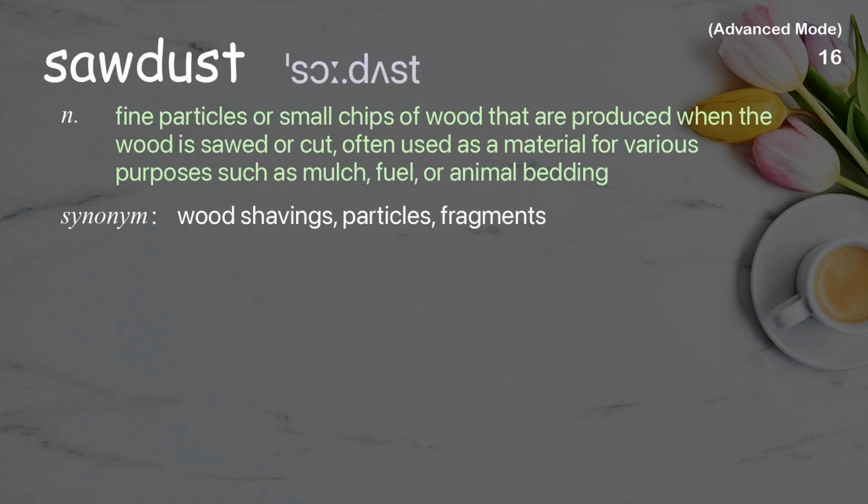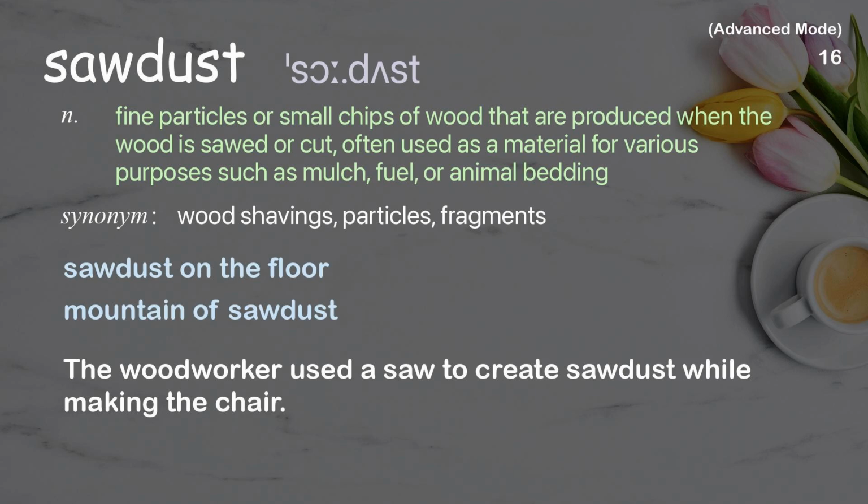Sawdust. Fine particles or small chips of wood that are produced when the wood is sawed or cut, often used as a material for various purposes such as mulch, fuel, or animal bedding. Examples: Sawdust on the floor. Mountain of sawdust. The woodworker used a saw to create sawdust while making the chair.